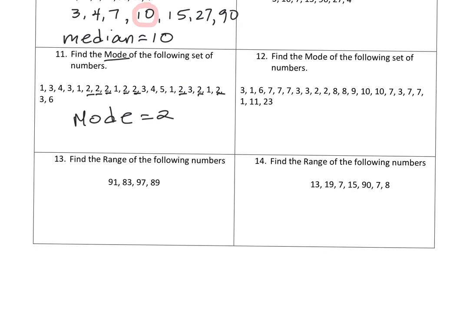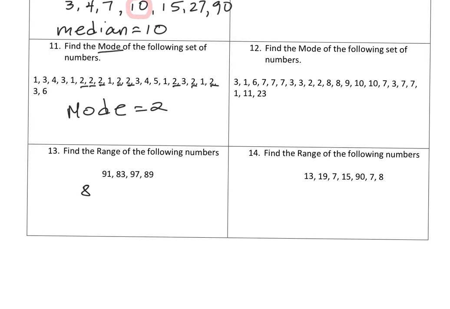All right. The next part is to find the range. To find the range, you take your lowest number and subtract it from your highest number. It's always easiest to rewrite your set of numbers from least to greatest. So it's 83, then 89, then 91, and then 97. Now that you see it written from least to greatest, I take the smallest number, which in this case is 83, and I subtract it from 97. So 97 minus 83 gives me a range of 14.